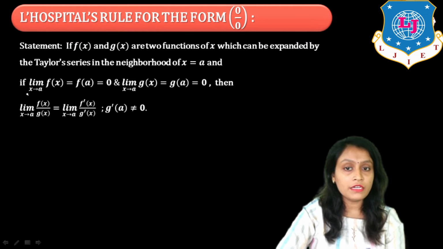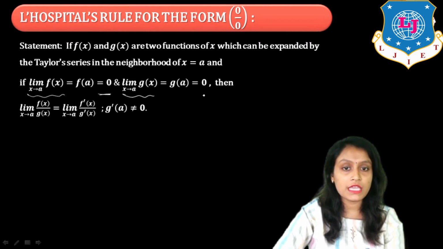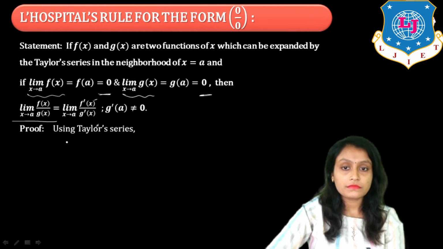Whenever limit x tends to a f(x) is 0 and limit x tends to a g(x) is equal to 0, then we have this 0 by 0 form. So to evaluate it, we will take the derivative of the numerator and denominator separately, and then we will apply the limit. Now let's begin with the proof.